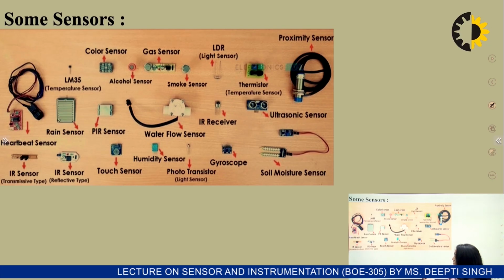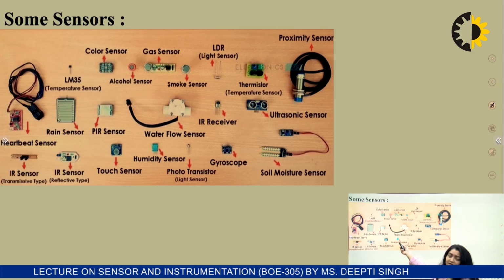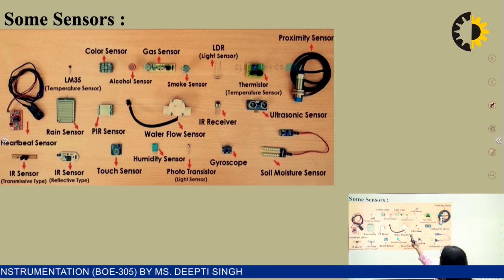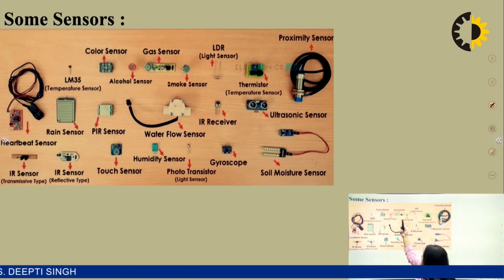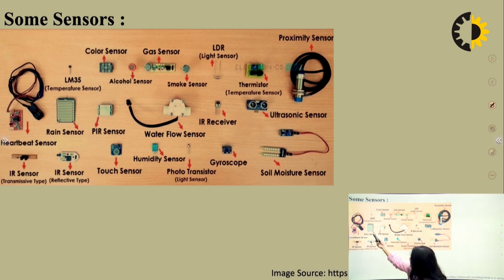Like we have IR sensors, a touch sensor, a humidity sensor, that is DHT11. Then we have a gyroscope, phototransistors, a water flow sensor, an IR receiver, ultrasonic sensors, a proximity sensor, a gas sensor, a heartbeat sensor, a range sensor, a smoke sensor, an LDR, that is a light dependent resistor. Then we have soil moisture, and the LM35 as a temperature sensor. I think if you make a little project or work on hardware, you've gone through some of these sensors in your student life.